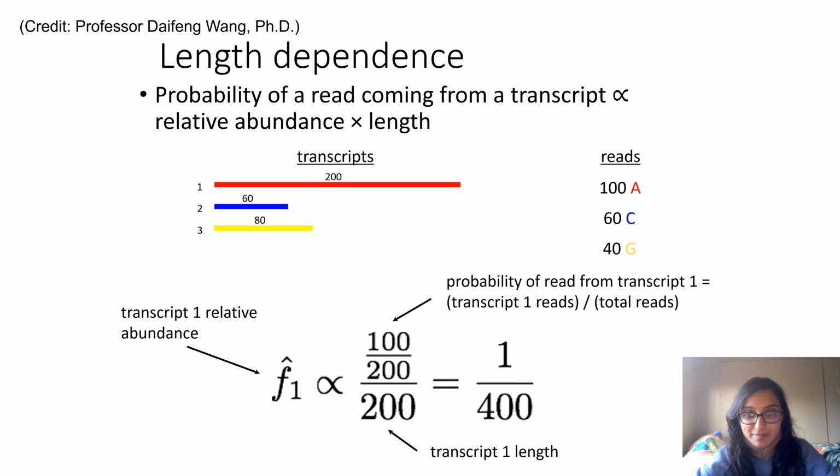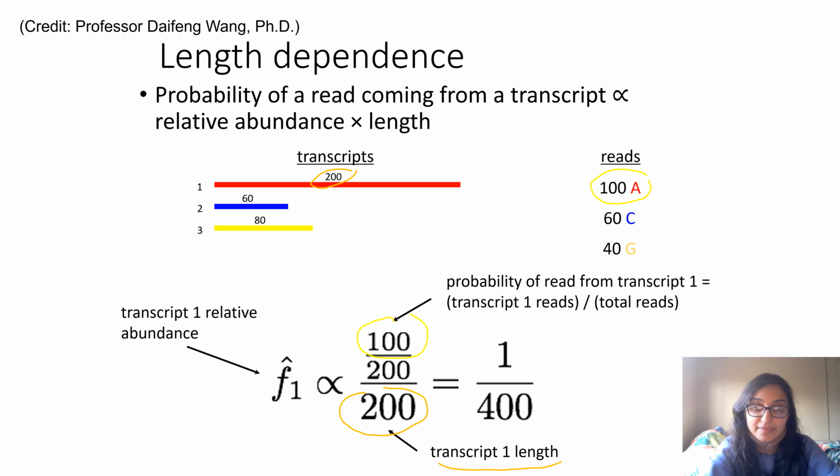So let me highlight this maybe and show this part here. This 100 part here comes over here in the numerator, and this part here, this 200, will come over here. That's the transcript 1 length. And this yellow part is a probability of a read. This part here is a probability of read from transcript 1.